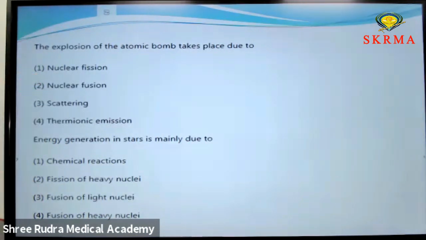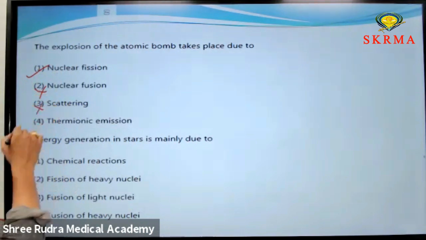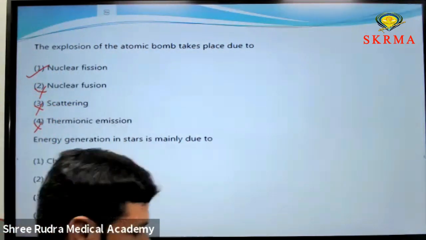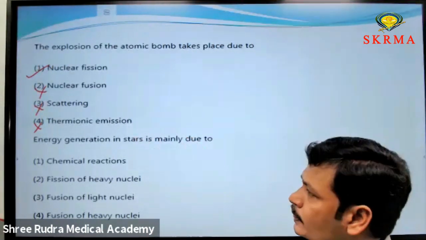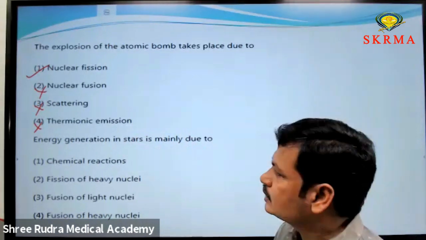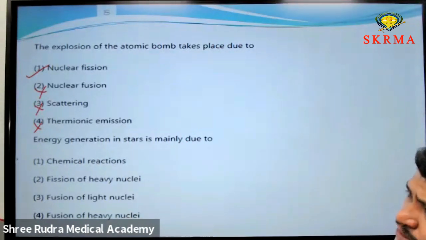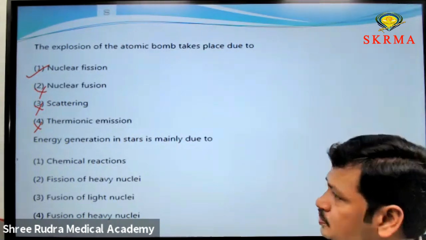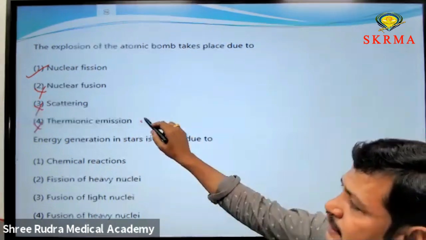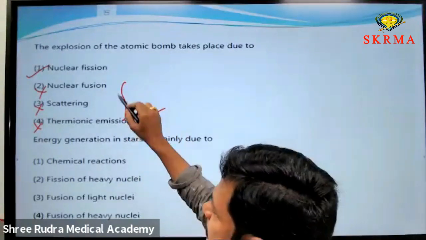The explosion of an atom bomb takes place due to, the atom bomb being nothing but a nuclear fission process. It's not nuclear fusion, it's not scattering, it's not thermionic emission. Here in nuclear fusion, lighter nuclei combine to form heavier ones. Scattering is nothing but exchange of energy or momentum, like alpha particle scattering. Where scattering takes place, either exchange of momentum or energy takes place. Thermionic emission is nothing but emission due to heat. These 3 are not correct. The correct option is nuclear fission.